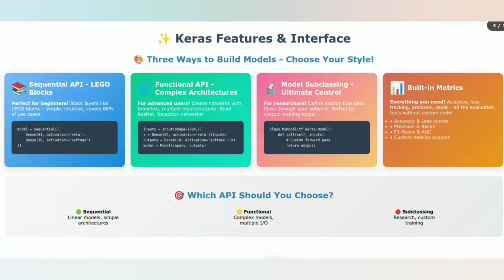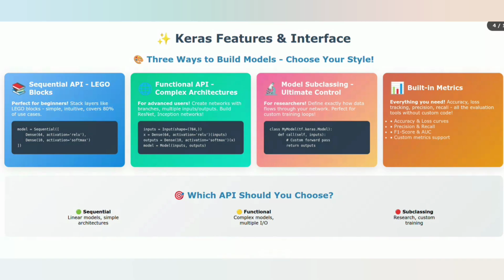Look at this code example. We create a sequential model and pass it a list of layers. First, we have a dense layer with 64 neurons and ReLU activation, then another dense layer with 10 neurons and softmax activation. This creates a simple feed-forward network. The first layer has 64 neurons, perfect for learning complex patterns. The ReLU activation function helps the network learn nonlinear relationships. The second layer outputs 10 probabilities, great for classifying 10 different categories.